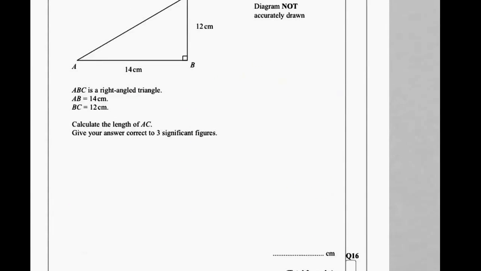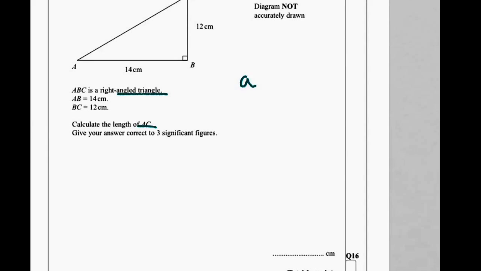ABC is a right-angled triangle. AB is 14 centimetres and BC is 12 centimetres. Calculate the length of AC. Okay, as soon as it talks about a right-angled triangle, I know I'm thinking about Pythagoras or trigonometry. In this case, because it's the 3 lengths that are connected, it's Pythagoras.